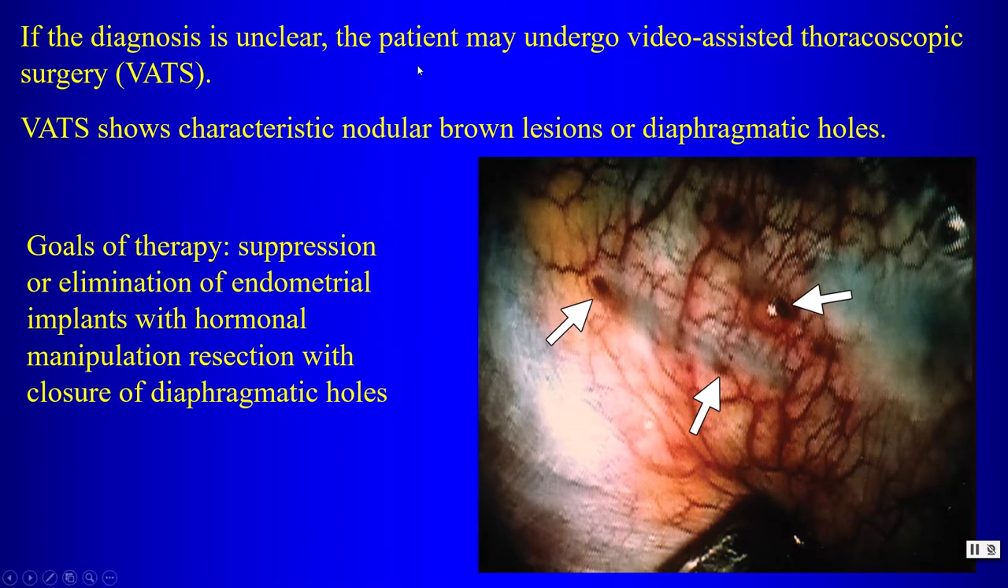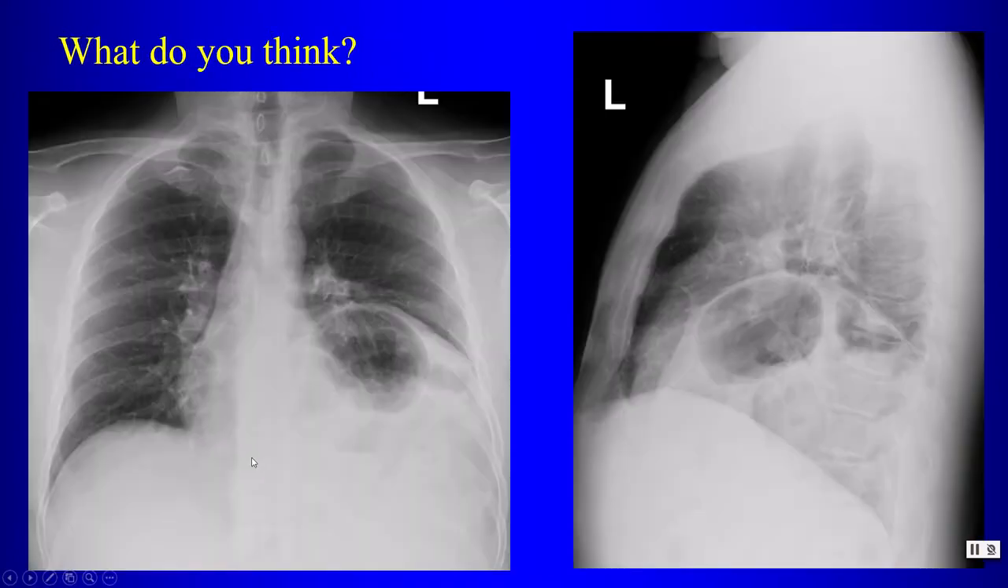So if the diagnosis is unclear, the patient may undergo VATS. VATS can show the characteristic nodular brown lesions there along the diaphragm, or the diaphragmatic holes that allow the endometrial tissue to get access to the pleural space. Goals of therapy: suppression or elimination of endometrial implants with hormonal manipulation, and resection with closure of the diaphragmatic holes. All right, so let's move on.